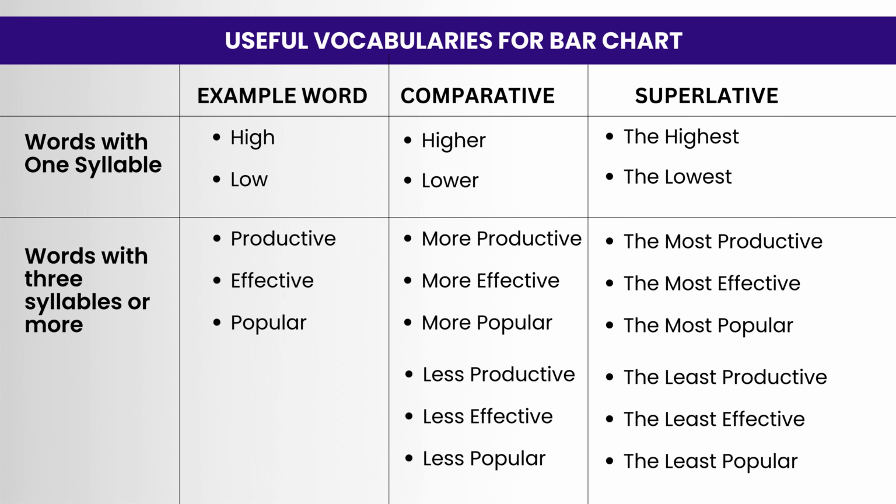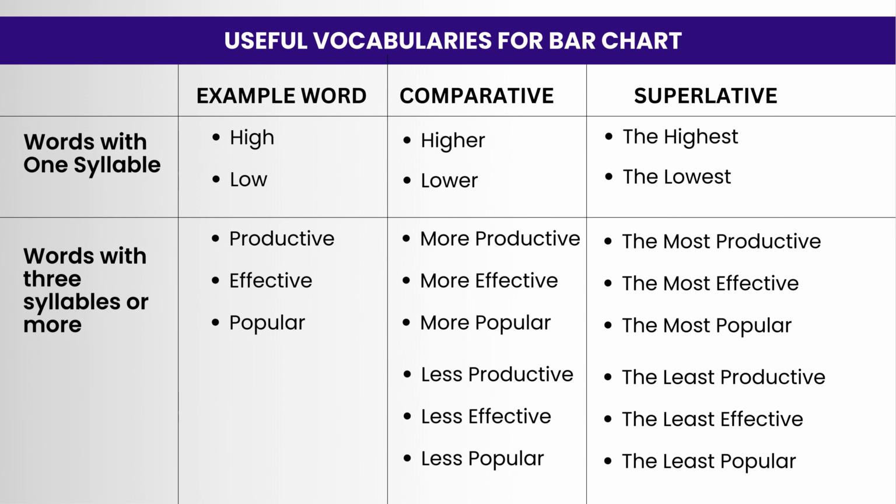Useful vocabularies for bar chart. Words with one syllable. High, low, higher, lower, the highest, the lowest. Words with 3 syllables or more. Productive, effective, popular, more productive, more effective, more popular, the most productive, the most effective, the most popular, less productive, less effective, less popular, the least productive, the least effective, the least popular.